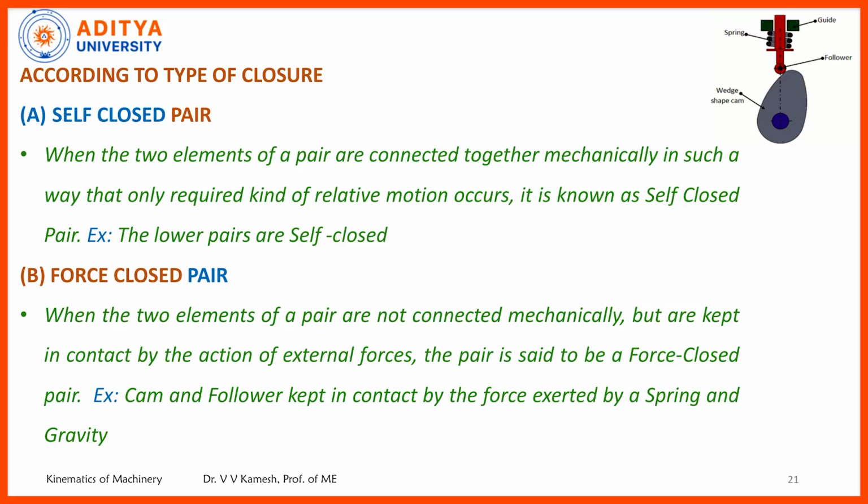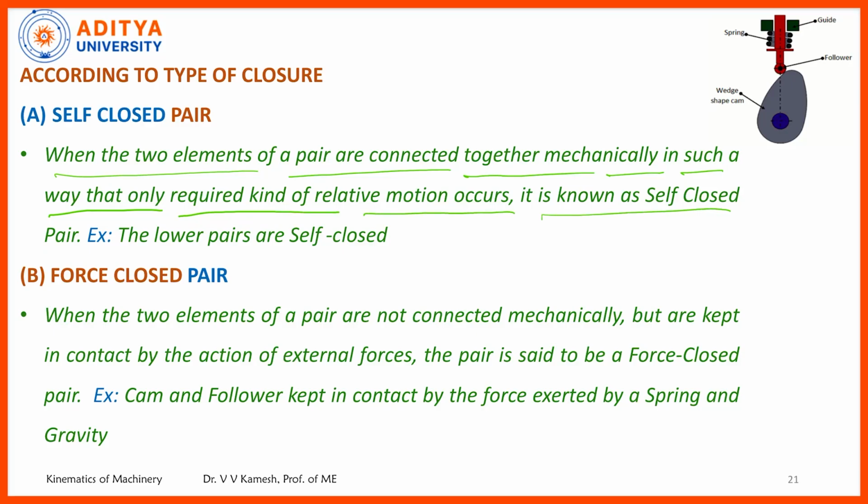Next, the third parameter for the classification of kinematic pairs is the type of closure, right. So here you have the self-closed pair and the force-closed pair. What is the first one? When the two elements of a pair are connected together mechanically in such a way that only the required kind of relative motion occurs, it is called a self-closed pair. So, lower pairs are self-closed, in one way or the other. Here, identify the words: required kind of relative motion occurs. What is that required kind of relative motion?